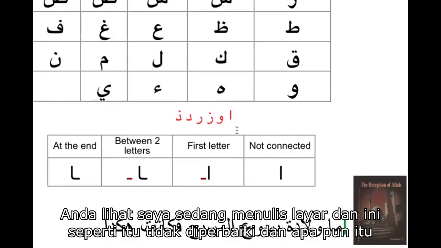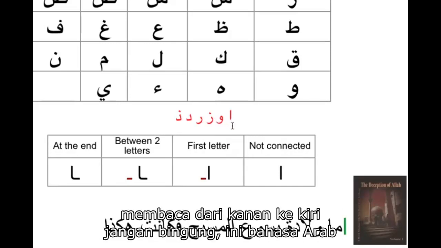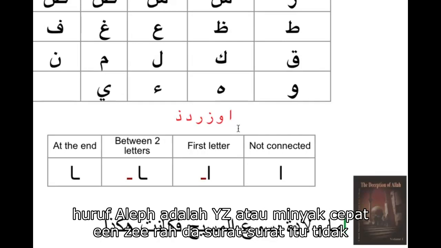You see, I'm writing on the screen, and it's not fixed in place. So this is the A, and this is Wa, the second one. And then remember, we are reading from the right to the left. Don't be confused, this is Arabic. In Arabic, we read and write from the right to the left. So I'm starting with the letter Alif, A, Wa, za, or we call it zain, za, ra, da, tha.